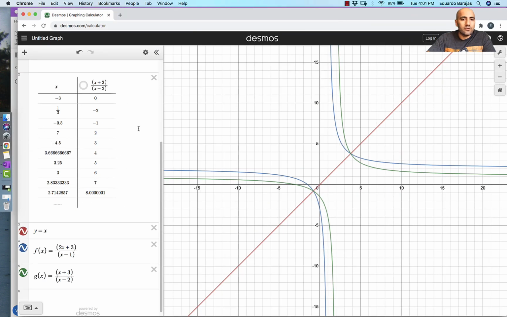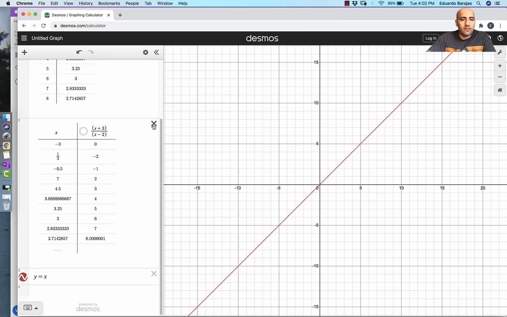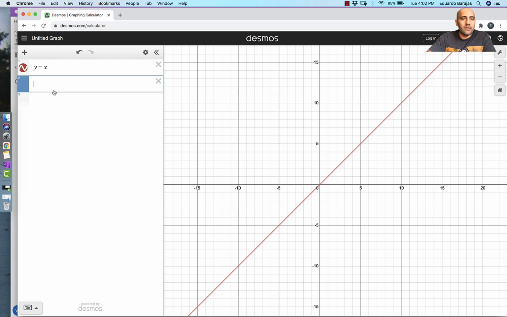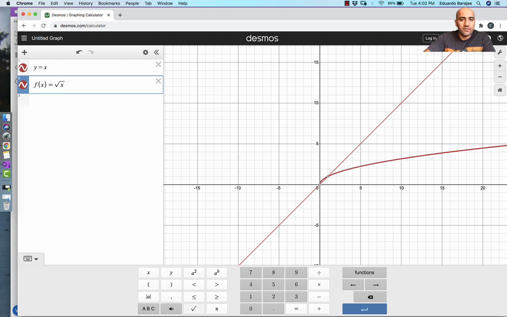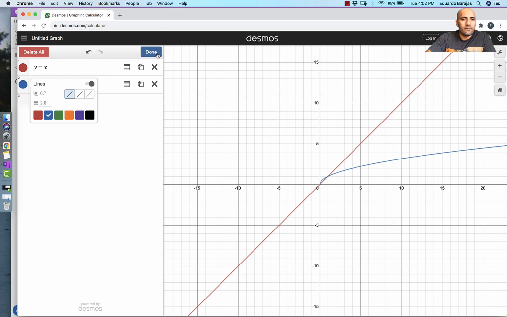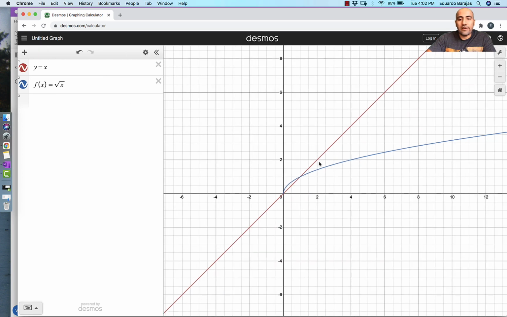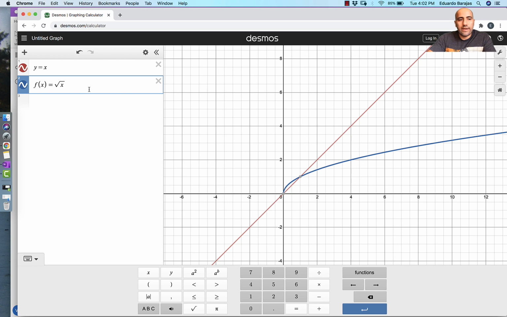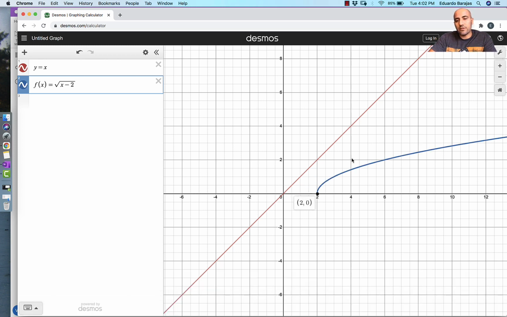Okay, I can do a better job of that with Desmos. So let's do Desmos. Let's get rid of all of this. Okay, here's my line, and then I have f of x equals square root of x. Let's put it in blue. Okay, so here is the square root of x function, but then it's been shifted over to the right by 2 units. So let me shift it that way. So then the starting point there is 2, 0.